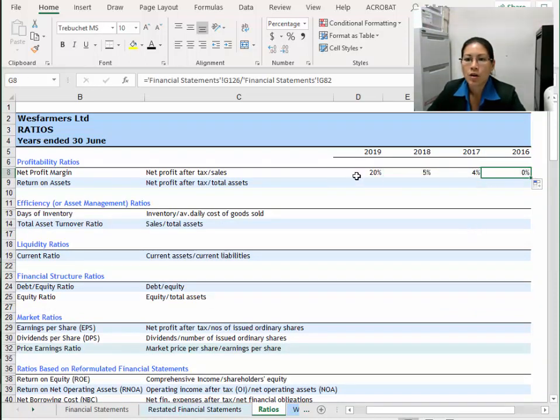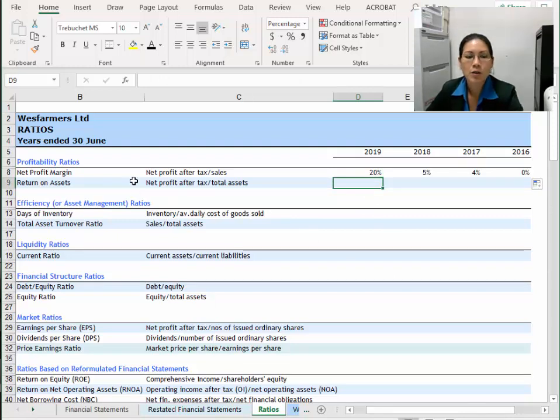Okay, so this ratio tells me that out of every dollar of sales, I've turned 20 cents into net profit after tax. And the trend is improving. So in 2016, I didn't really turn anything into profit. It was very small. In 2017, I turned 4 cents of every dollar of sales into net profit. In 2018, it was 5 cents. In 2019, it's greatly improved to 20 cents per dollar of sales.